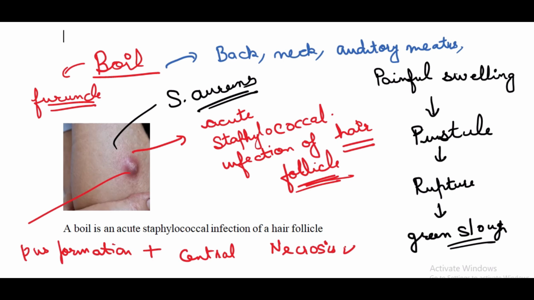Which bacteria commonly causes boils? It's the Staphylococcus aureus bacteria that commonly causes boils. Now, how does Staphylococcus aureus enter the skin? This bacteria enters the skin through small cuts, injuries, or abrasions near a hair follicle.